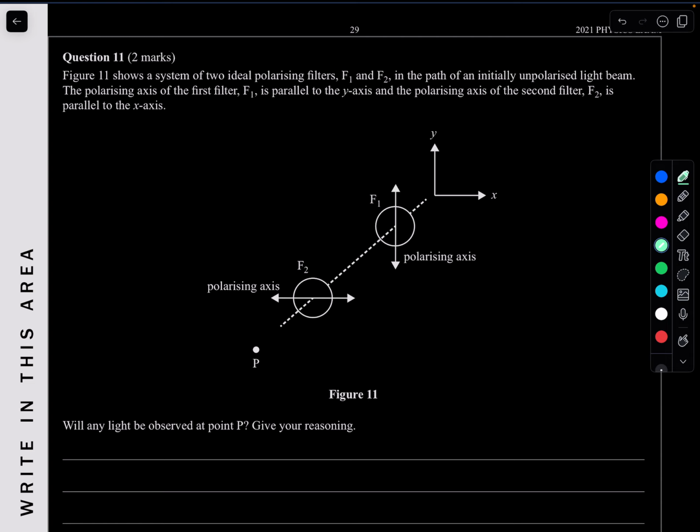This is polarization. So you guys are lucky, you don't need to watch this, basically. Skip this question. But I'm still going to explain it, because I want to try to finish this whole paper. So, will any light be observed at point P?